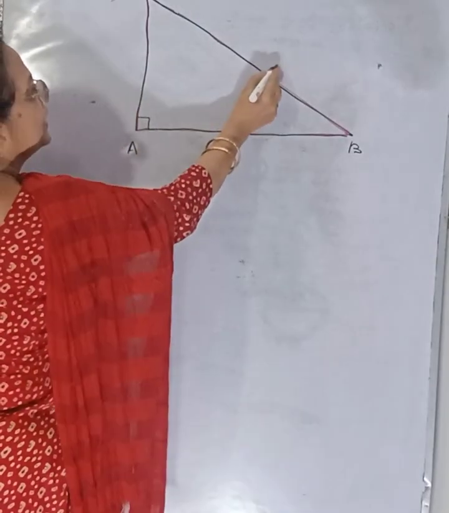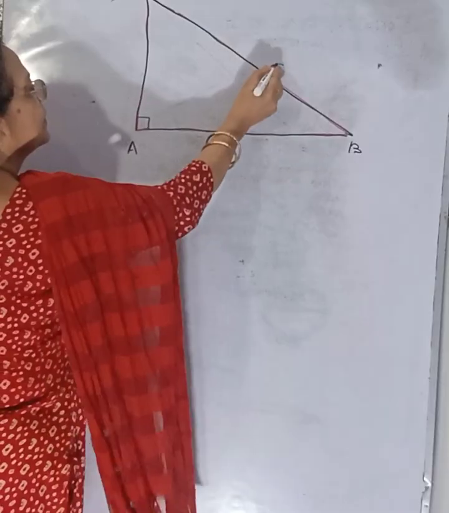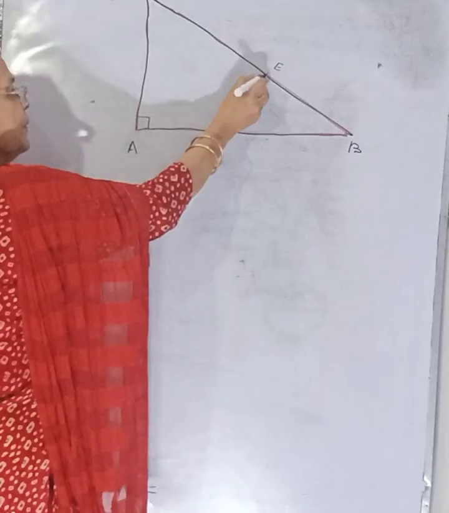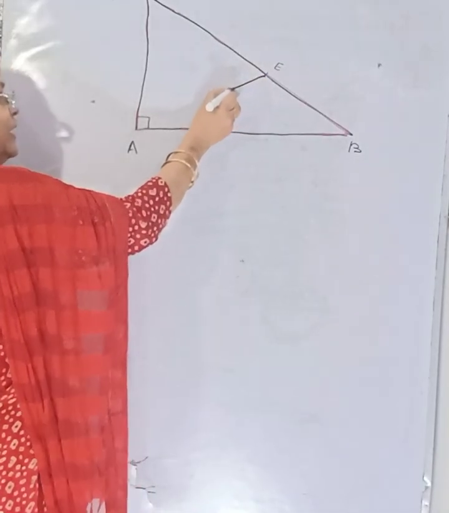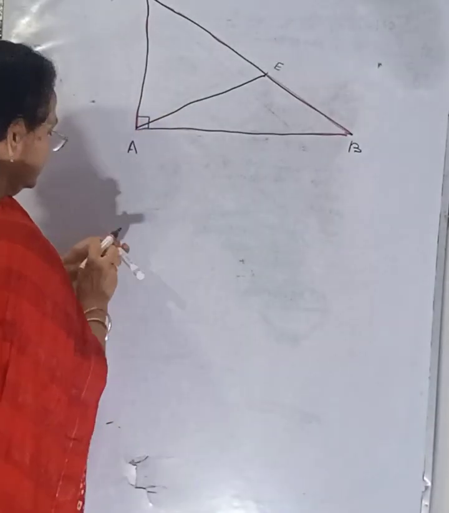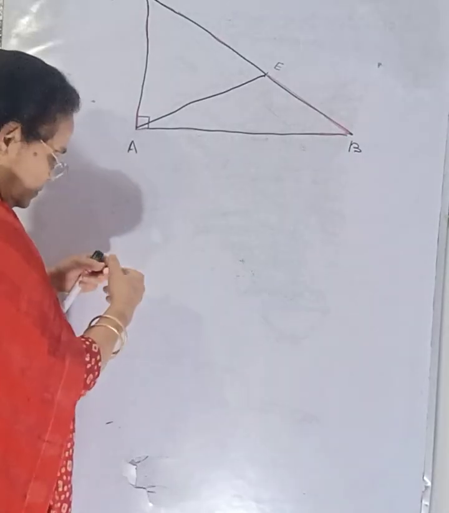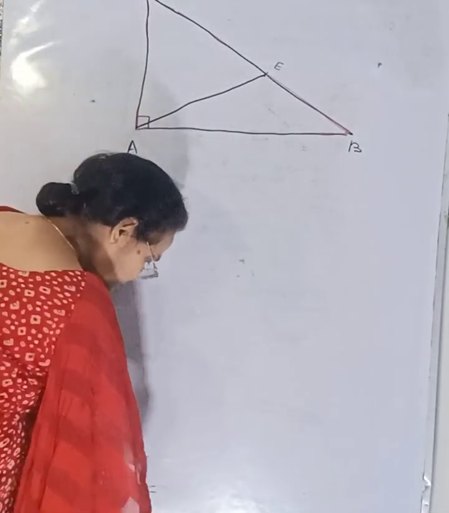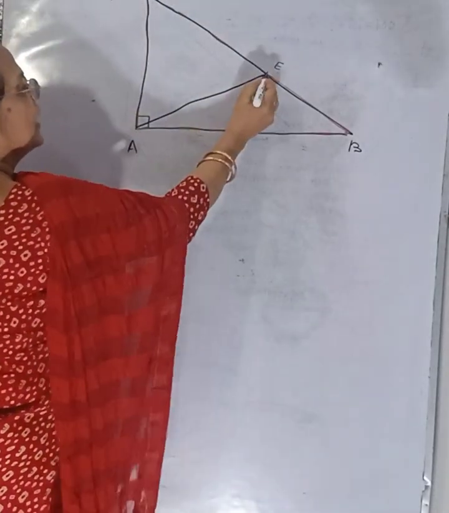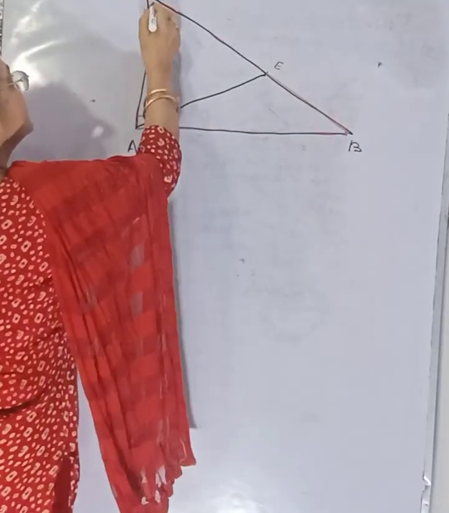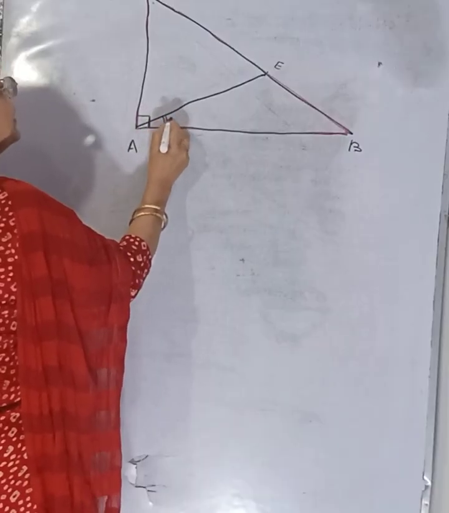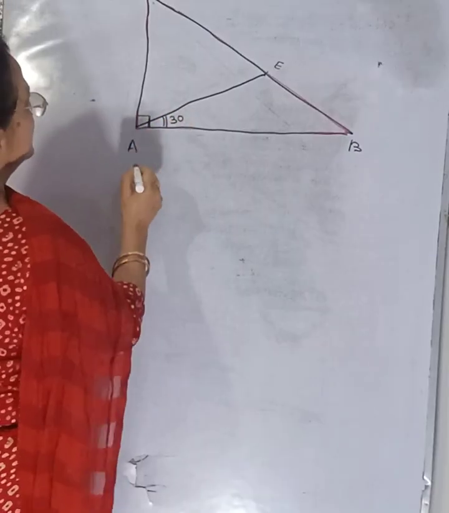Some point over here, any point on CB. Let's join it, CA or EA. We have to join EA. Not necessary, this is any point. This angle is not given to us. Only this 90 degree is given to us, and this is 30 degree.